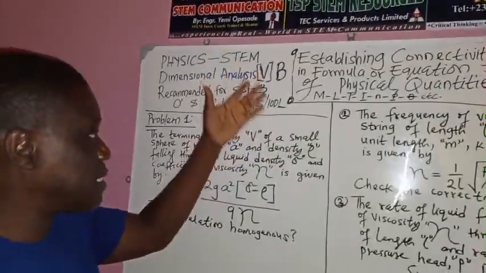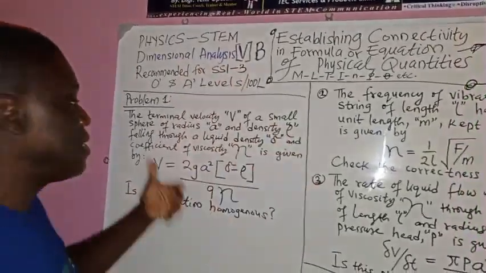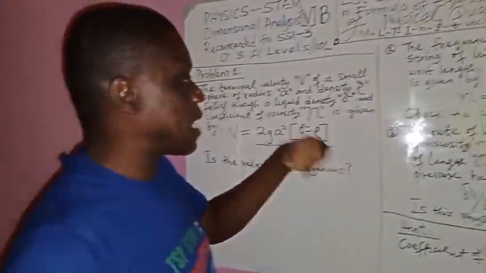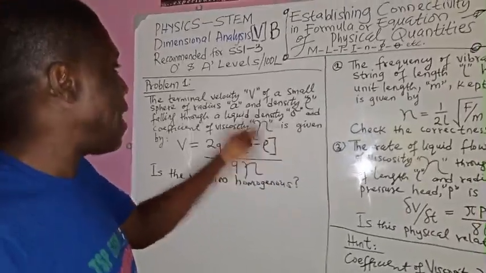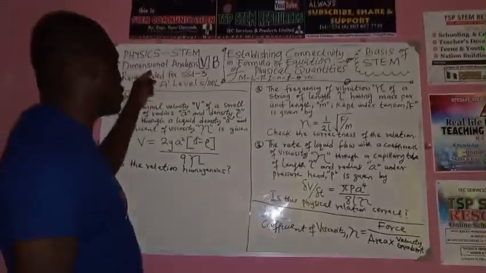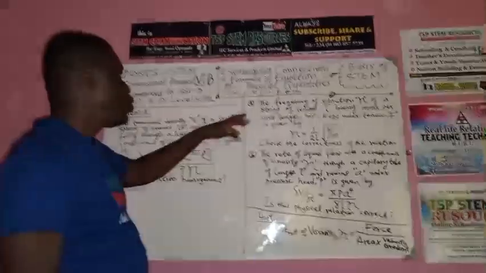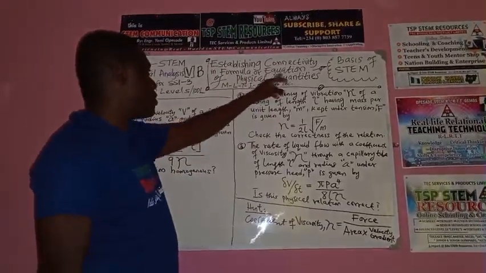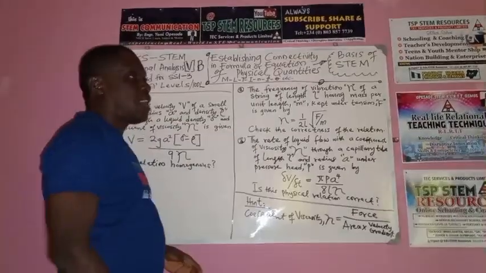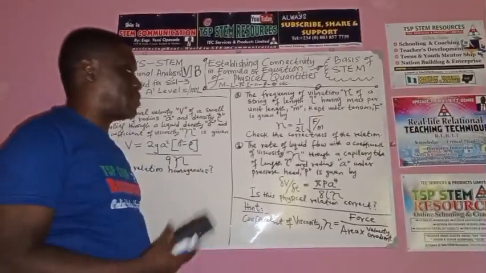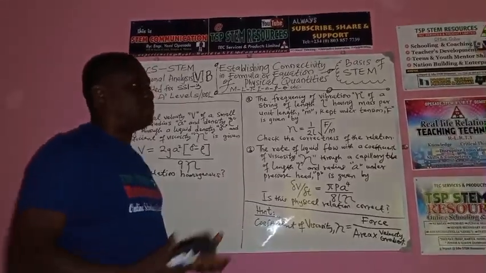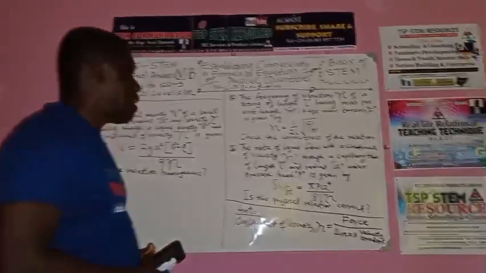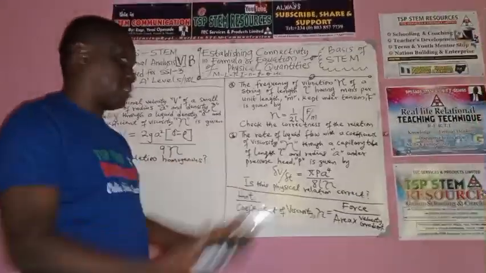The reason for this part A, B, and even part C is because of the diversity of questions that can arise in an area of importance or application of dimensional analysis, which is establishing connectivity in formula or equation of physical quantities. How are the physical quantities, the variables that make up an equation or formula, homogeneous, how are they compatible, and how are they correct or related?